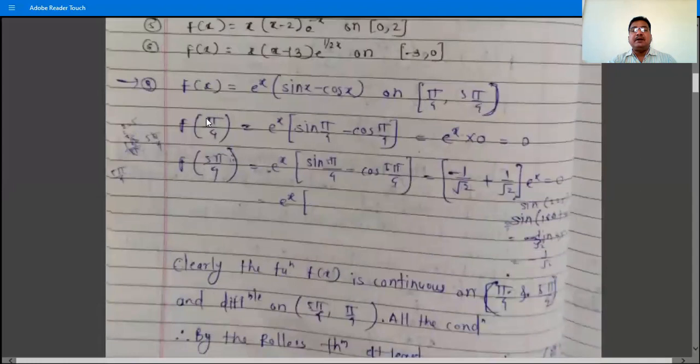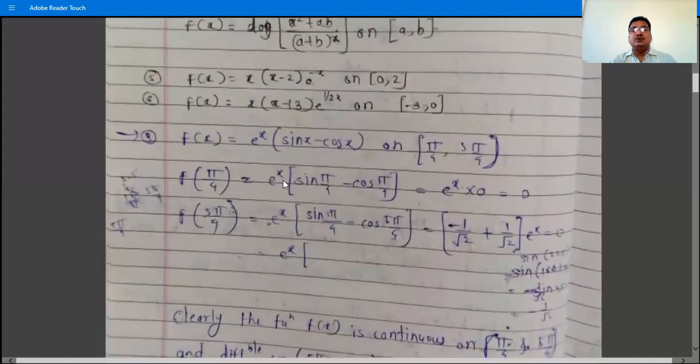Then the value at pi by 4 is e raised to pi by 4 times (sin pi by 4 minus cos pi by 4). And sin pi by 4 and cos pi by 4 are both the same. Therefore, their subtraction is 0, and therefore we have the answer 0.